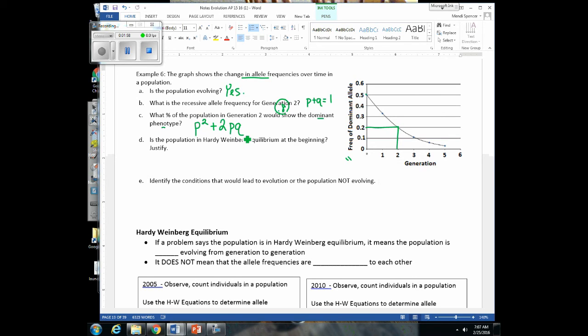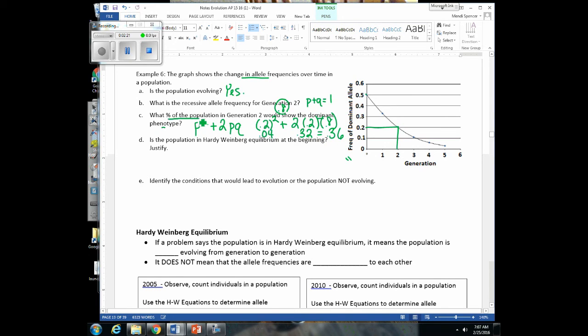So P is 0.2, so we're going to square that. We're going to add 2 times 0.2 for P, and then Q is 0.8. This equals 0.04, and this is going to equal 0.32. So when we add those together, we're going to get 0.36.